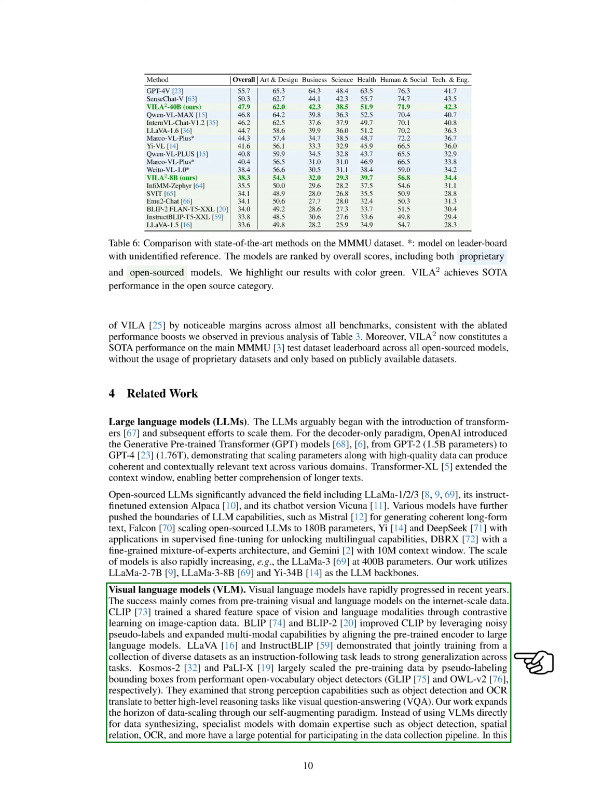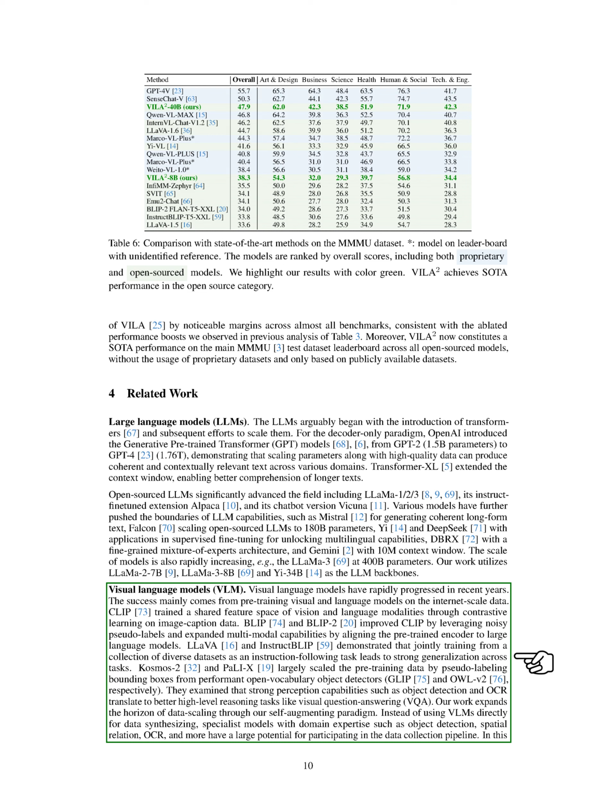Visual language models, VLMs, have also made significant strides in recent years, primarily due to pre-training visual and language models on large-scale internet data. CLIP trained a shared feature space for vision and language through contrastive learning on image caption data. BLIP and BLIP-2 improved upon CLIP by using noisy pseudo-labels and expanded multimodal capabilities by aligning the pre-trained encoder with large language models. LLaVA and InstructBLIP showed that jointly training from a diverse collection of datasets as an instruction following task leads to strong generalization across various tasks.